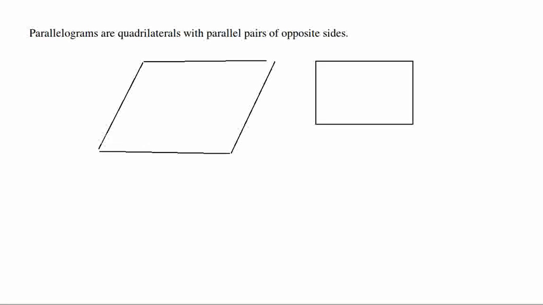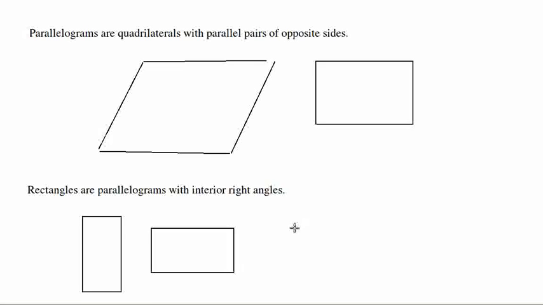Okay? Now let's define rectangles. Rectangles are parallelograms with interior right angles. So rectangles are parallelograms, which means they're quadrilaterals and polygons as well. And so they are parallelograms with right angles, so I can draw a couple of examples. Okay?